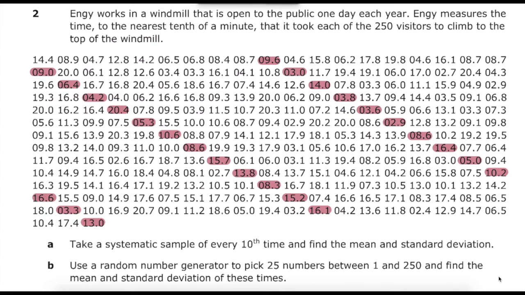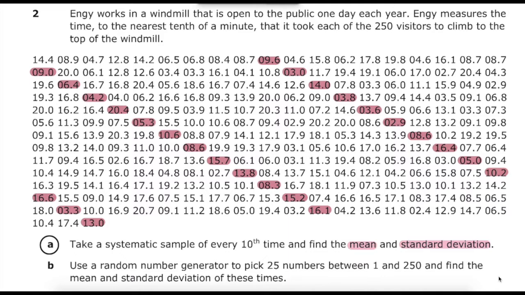I wanted to take a quick moment and talk about how to find the mean and standard deviation using your calculator. What I have here for question A on number 2 from assignment number 5 for this week, we are asked to take a systematic sample of every 10th time that it took people to climb a windmill and find the mean and standard deviation. So what I've already done is I've already highlighted every 10th sample.